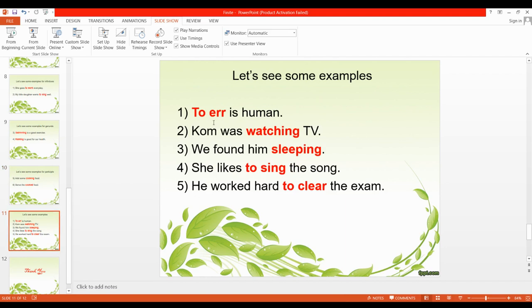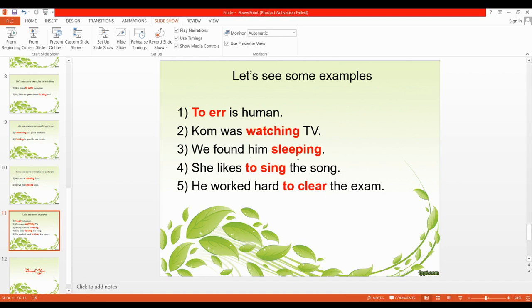See the first one: to err is human. Here we are having a key term, to err, that is to infinitive. So it is non-finite verb. Tom was watching TV. Here was may be denoting whether it's singular or plural, or present tense or past tense, but watching remains the same. Got it? There is no need to change anything in the verb here. So it is called as non-finite verb.